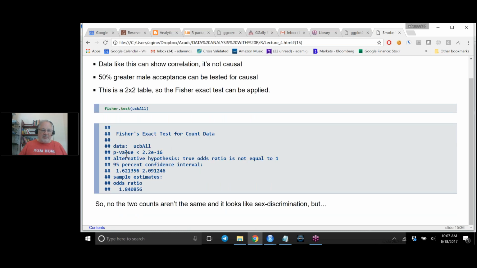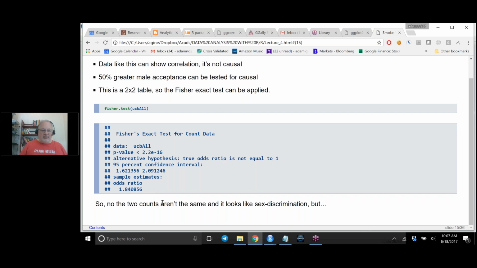And so the probability of this happening is extremely small, less than 2.2 to the minus 16, that's the smallest number R has. So remember, R is a computer. It doesn't actually have infinitely many numbers. There is a smallest number. So this would mean you would definitely accept the alternative hypothesis that the true odds ratio between men's acceptance and women's acceptance is not 1. And then it gives you more information. It says 95% of the time, if you observe this data, the true ratio between the men's acceptance rate and the women's acceptance rate is 1.62 to 2.0. And in fact, you would calculate that it's 1.8 is the ratio.